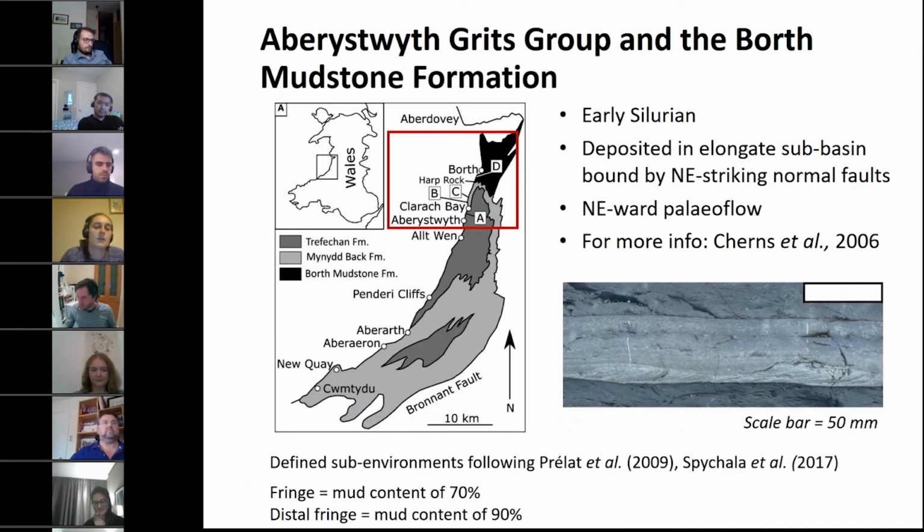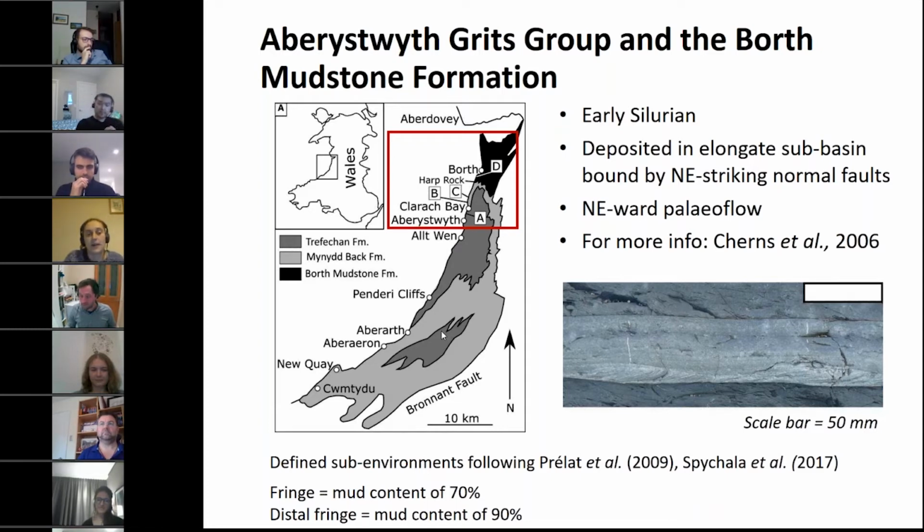So I'm going to take you to the Mid-Wales deep marine system that makes up the Aberystwyth Grits Group and the Borth Mudstone Formation. So these rocks outcrop in coastal cliffs in West Wales in the UK. And the system had sediment gravity flows travelling from the southwest into this elongate sub-basin, which was bound by northeast striking normal faults. The paleo flow is to the northeast, so trends parallel to the cliff lines.